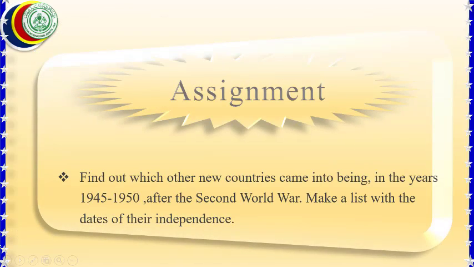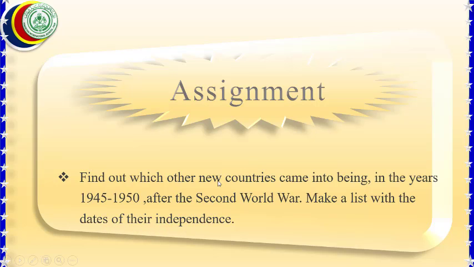Students, now the assignment book, page 93. This is the assignment from this chapter. Question number 4: Find out which other new countries came into being in the years 1945 to 1950 after the Second World War. Make a list with the dates of their independence.